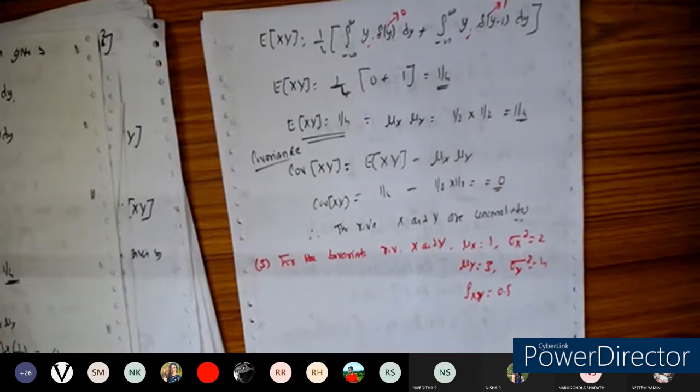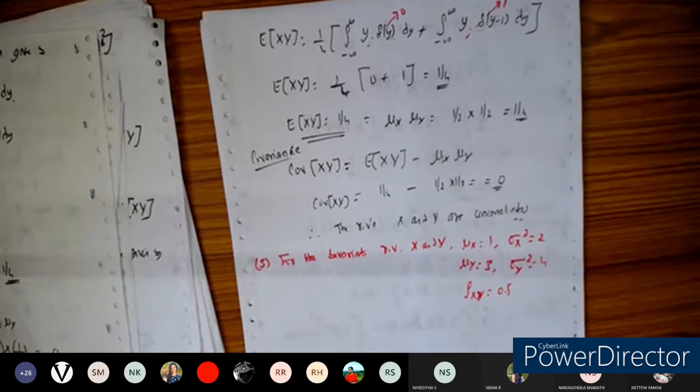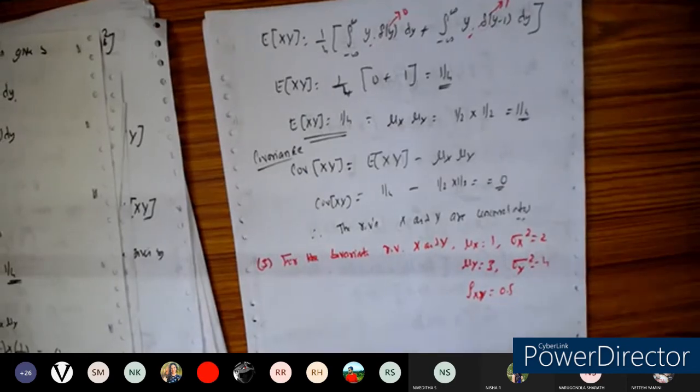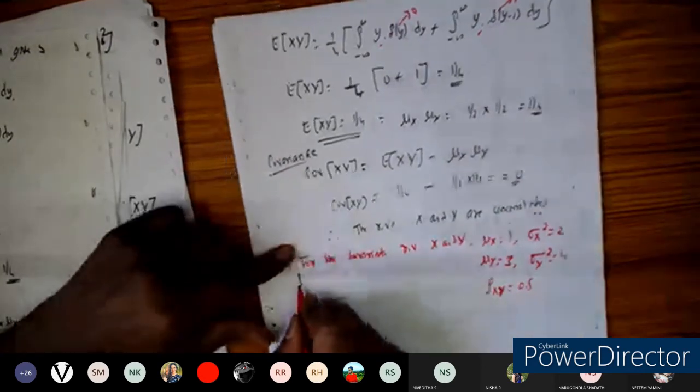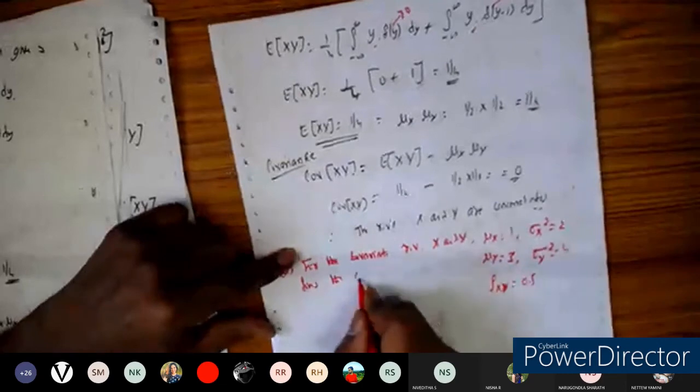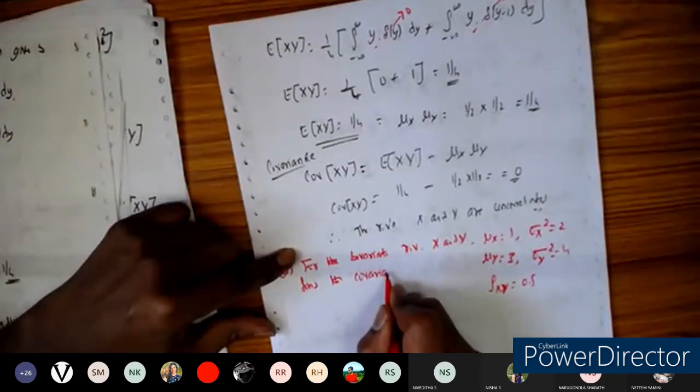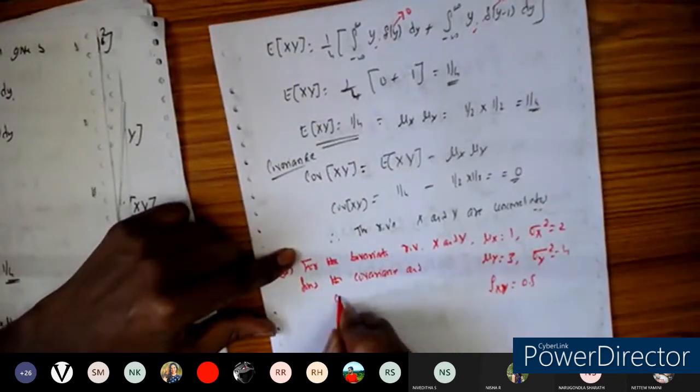Okay, so find the covariance and correlation. So we need to find out the covariance and the correlation here.